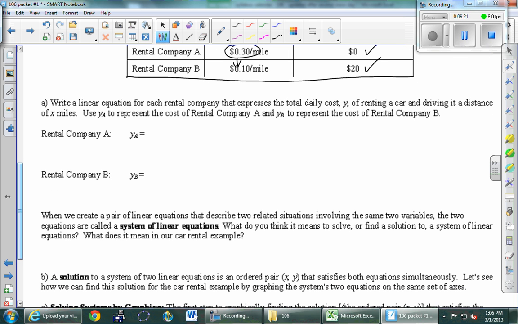Okay, so let's go down here to part A, and we'll go to Evan. Write a linear equation for each rental company that expresses the total daily cost Y of renting a car and driving, with a fixed cost.